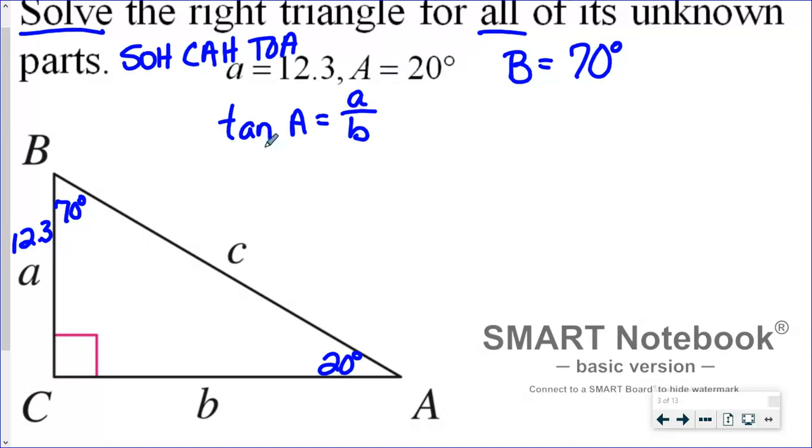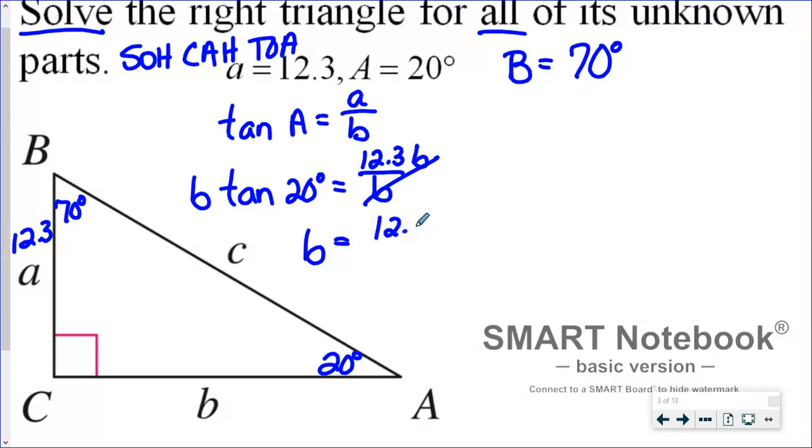All right. Well, I know that angle A is 20 degrees. So the tangent of 20 degrees is equal to A, which is 12.3, right? And B is what we're looking for. As long as we only have one missing piece, we can go ahead and solve for it. First I'm going to multiply both sides by B to get B out of my denominator here. Then I will divide both sides by the tangent of 20. So B is equal to 12.3 divided by the tangent of 20 degrees.